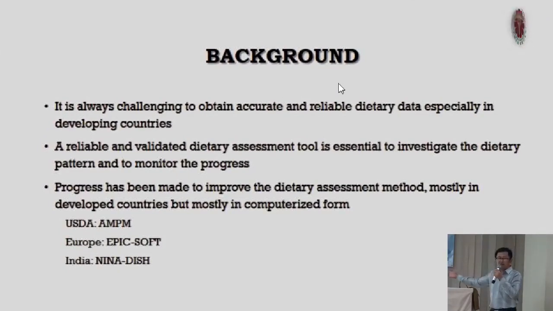So for example, in the United States, they have the AMPM, which is called the automated multiple pass method. And then in Europe, they use EPIC-Soft, which is computer-based software. And some have already started in India as well. Next slide.